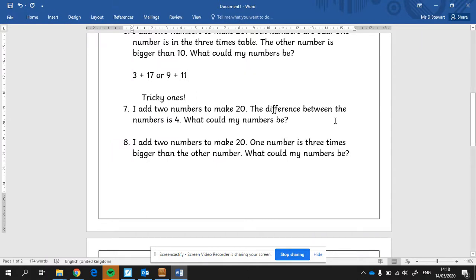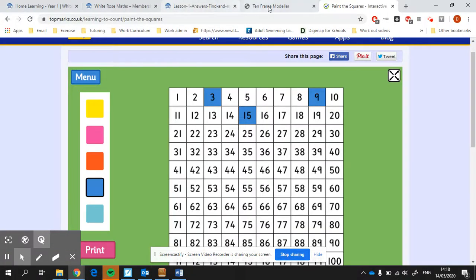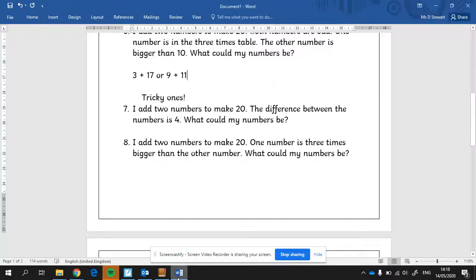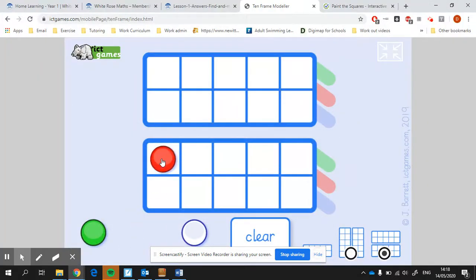So there are many ways you could work this one out. You could list all of your addition facts up to 20. I'm going to show you a way using the tens frame you could solve this one. So we know one of the questions, yes, we're on the difference one. One of the numbers is 4 bigger.